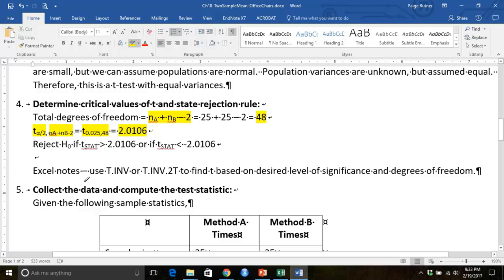We will look at the Excel spreadsheet in a moment, and there are two functions that I might want to use in Excel to find this t-value, either the T.INV function or the T.INV.2T function. And like I said, we'll look at that in just a moment. So we'll confirm that 2.0106 value. But knowing that value, I can state my rejection rule that we are going to reject our null hypothesis either if we get a test statistic greater than 2.0106 or a test statistic less than negative 2.0106. So just saying what we're going to do once we get our results.